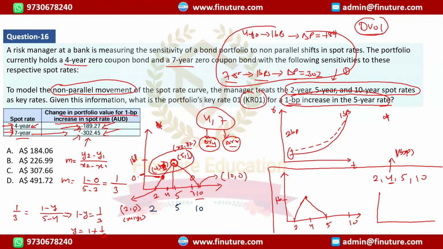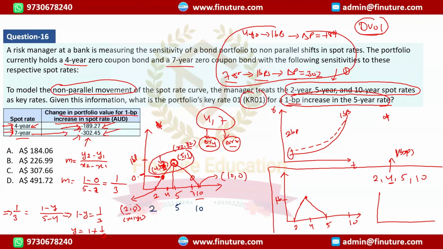Y2 minus y1. So your y2 is 1, 1 minus 0, and x2, which was 5, minus x1, which is 5 minus 2. Okay, it was 2. And now I got the slope. So I'm equating this slope m with this new coordinate. Earlier I used this, now I'm using 4 and y. I want to estimate y, basically delta r.